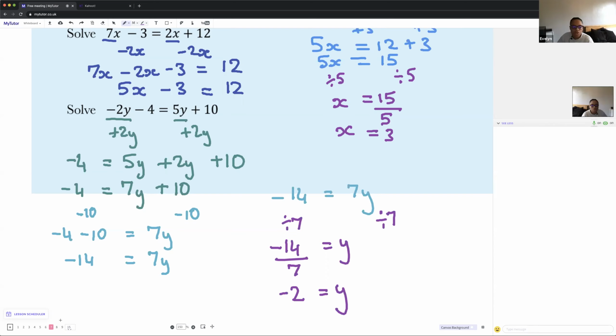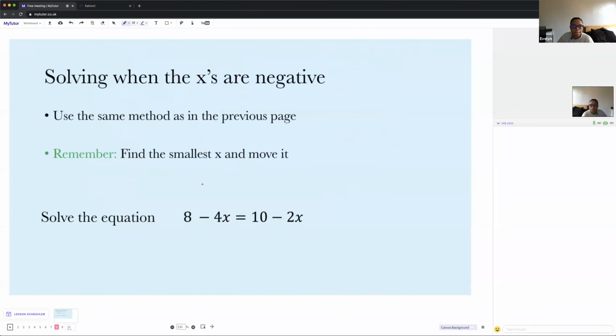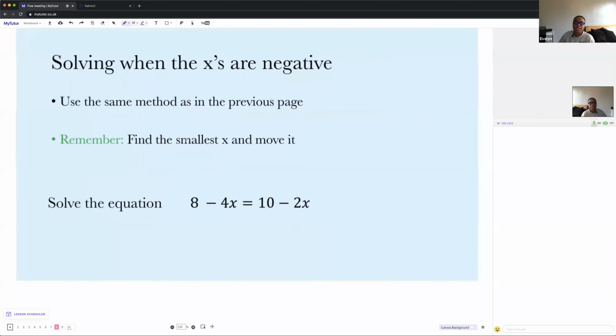Right, so let's have a look at when the x's are negatives. So this is very similar to what we've been doing, only this time we've got 2 negative x's. Now this is really when finding the smallest x really helps. So you've got a choice between minus 4x and minus 2x. Now which one's smaller? Is it minus 4 or minus 2?